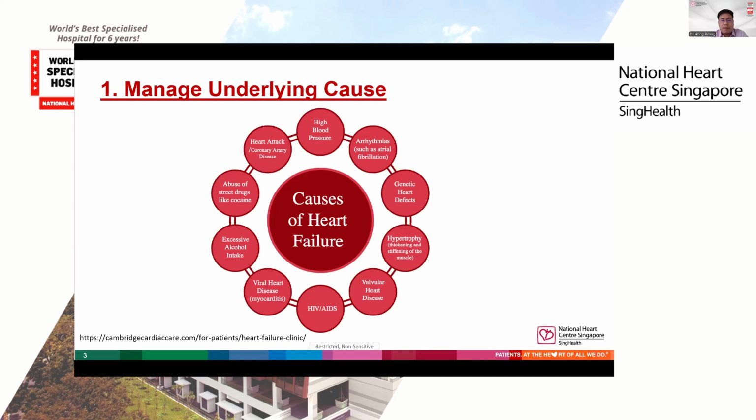I think with anything in medicine, if we can manage the underlying cause, that would definitely be the best way to treat the problem. As we know, heart failure is a final common pathway of poor heart function, but there are some common causes that we usually talk about. One would be heart attack or coronary artery disease. Another would be high blood pressure causing hypertension-induced cardiomyopathy, rhythm problems, and of course, valvular heart disease, which are problems with the valve. There are also many other causes of heart failure, but we'll focus a little bit on the more common ones today.